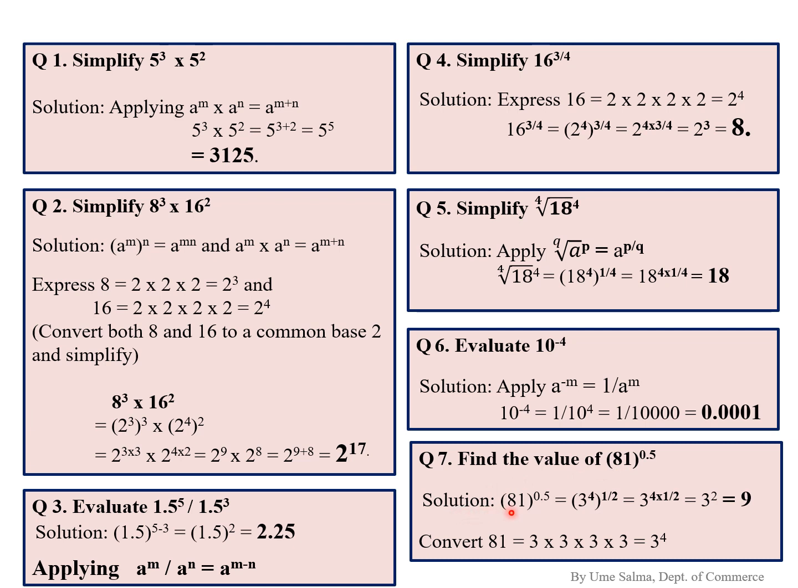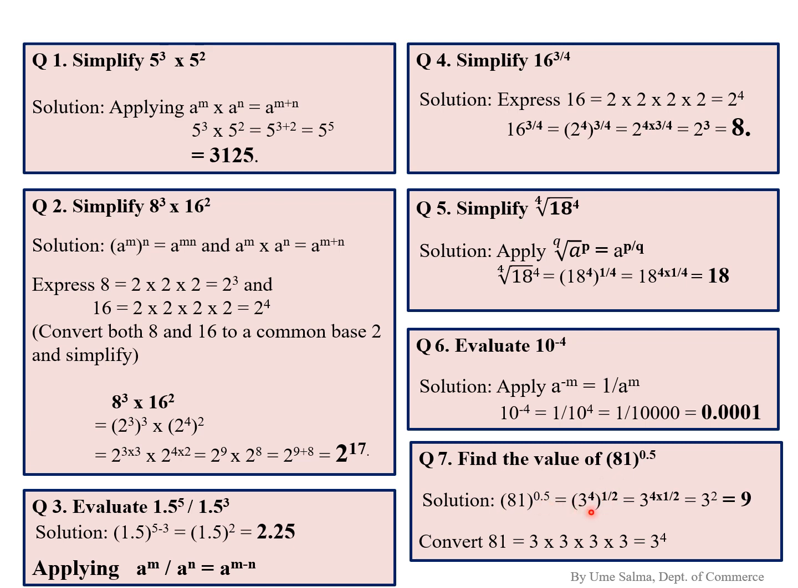As this is a huge number, the first thing we will do is convert 81 to a simple common base, that is base 3. 3 multiplied by itself 4 times will give you 81. So you are going to substitute 3 to the power 4 in the place of 81, and this 0.5 can be written in the form of 1 by 2. 0.5 is nothing but 1 by 2, that is half.